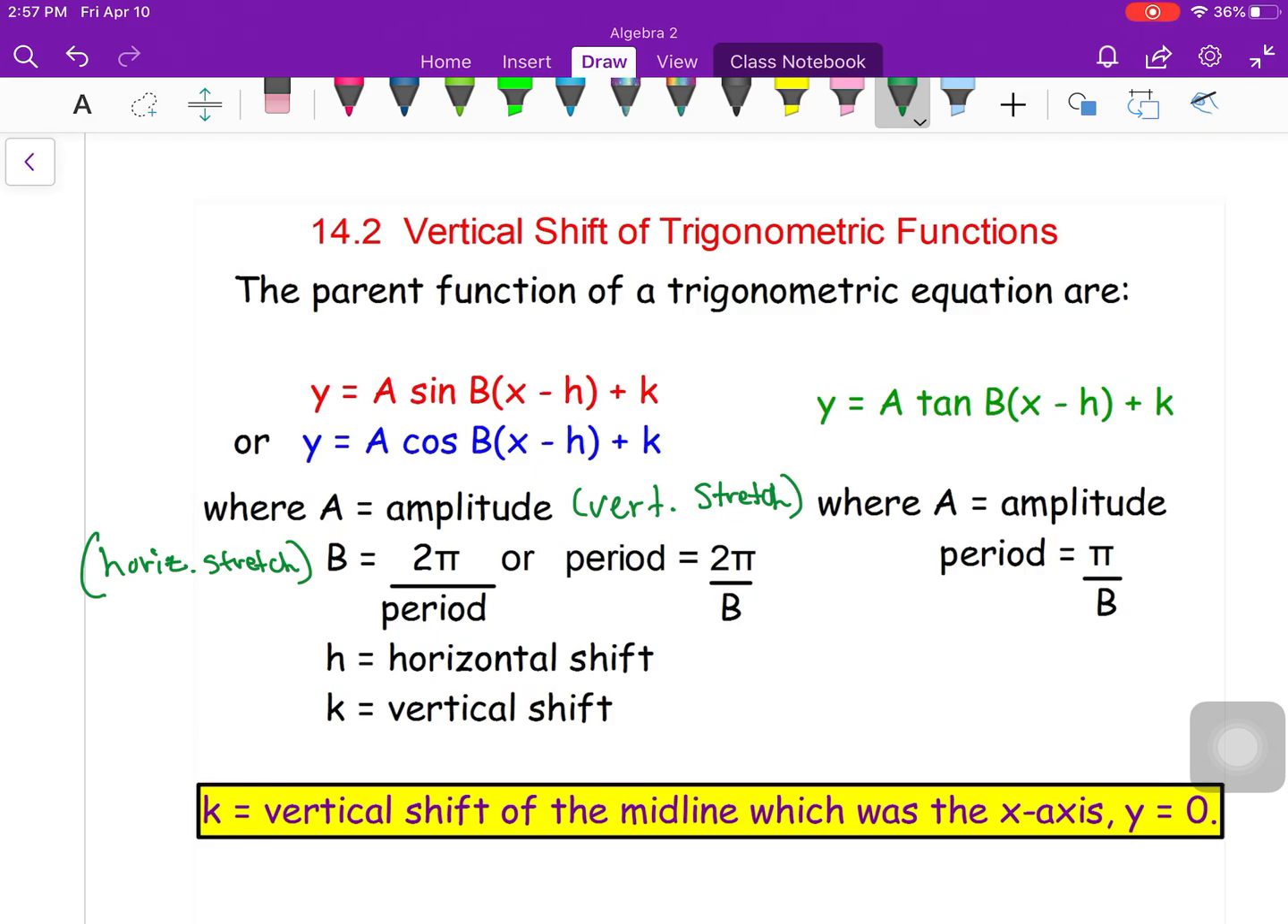We talked about yesterday that h meant our horizontal shift, which meant left or right. k is our vertical shift, which means up or down. We are going to add in a vertical shift on our graphs today. In the trig functions, when you shift vertically, you will always shift off of the midline. And in our parent function, our midline was at y equals 0.